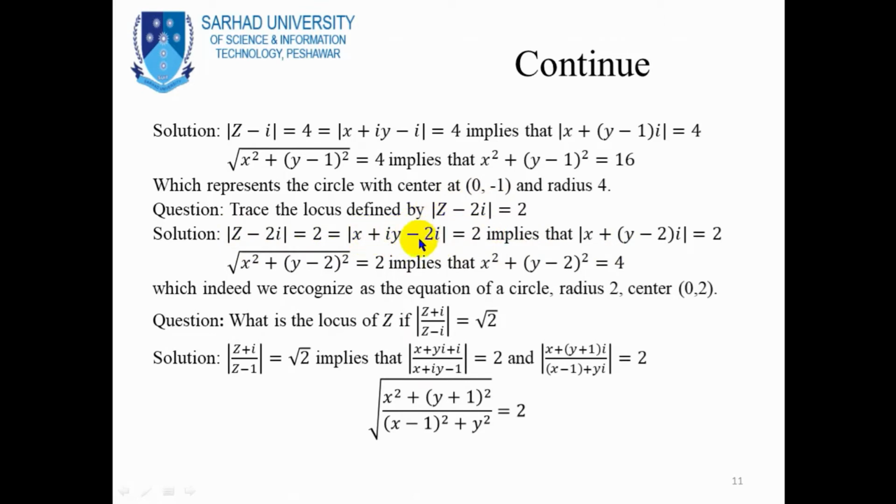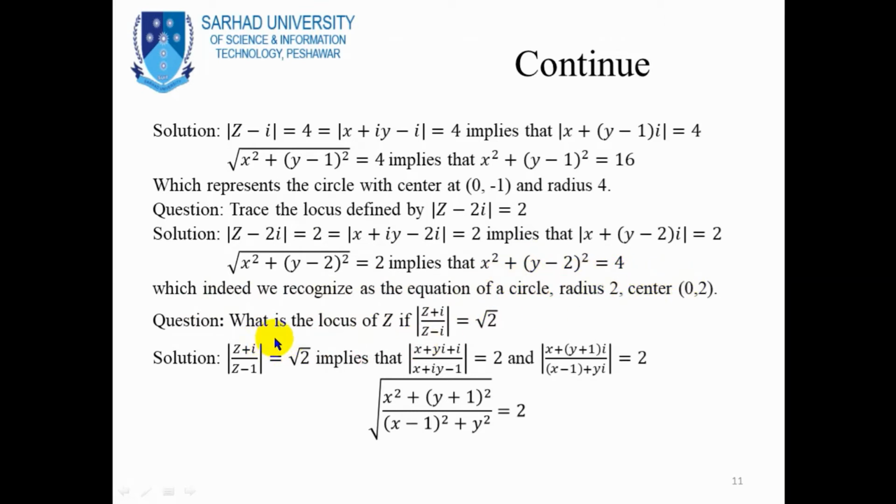Now taking the magnitude of this complex number, it can be written with the real part x and the imaginary part y minus 2. For the magnitude, the square root of the sum of the squares of the real part and imaginary part is equal to 2. Now taking the square on both sides, you obtain x square plus (y minus 2) whole square equal to 4, which we recognize as the equation of a circle. The radius is 2 and the center is (0, 2).